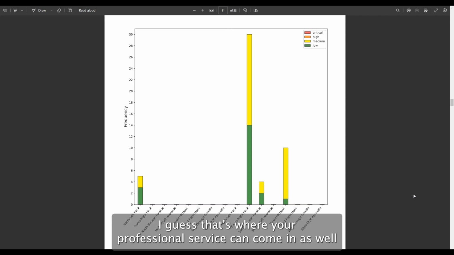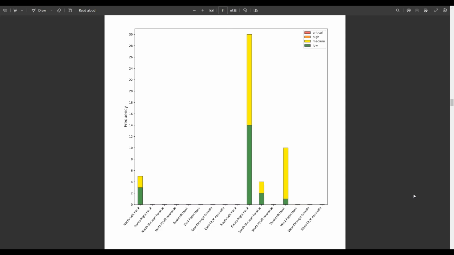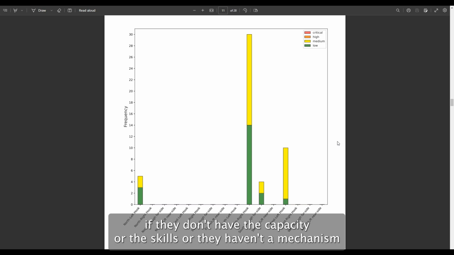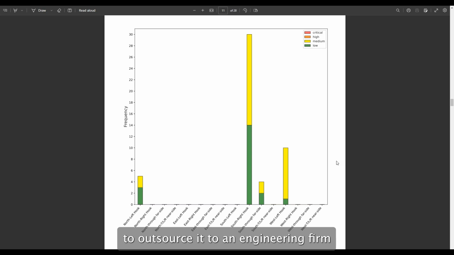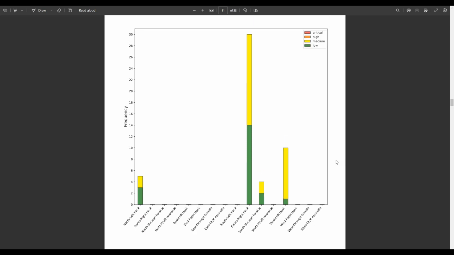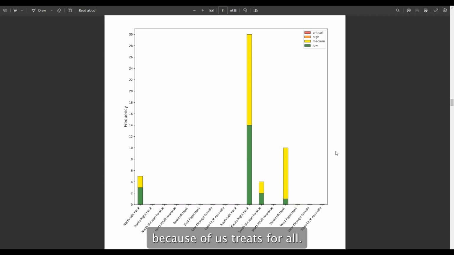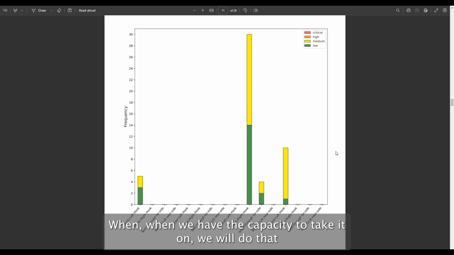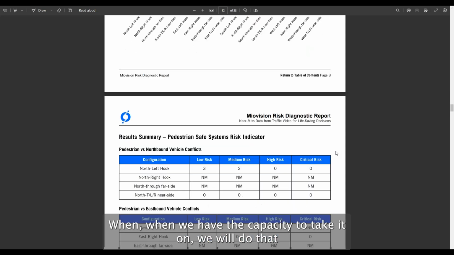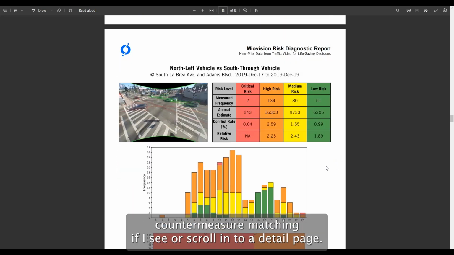Yeah, I guess that's where your professional service can come in as well. If they don't have the capacity or the skills, or they haven't a mechanism to outsource it to an engineering firm, your team can help out. Or maybe they have a mechanism, but a lot of safety engineers are completely booked right now because of Safe Streets for All. So yeah, we do offer that as a service when we have the capacity to take it on. We will do that countermeasure matching.